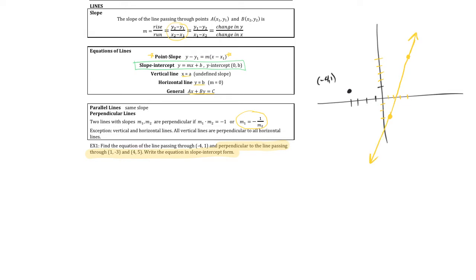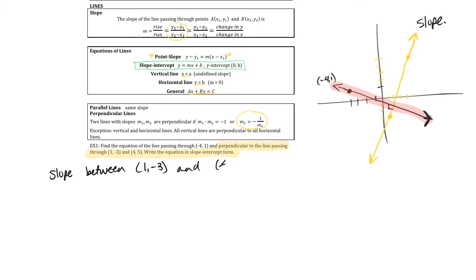And the line I'm looking for is supposed to be perpendicular to that, and it has to go through -4, 1. Okay, so this is the line that I want right here. What I need to do is find the slope of my yellow line, and then that'll help me figure out the slope of my desired line because I need it to be perpendicular. So let's just go ahead and get started. Slope between the points 1, -3 and 4, 5.